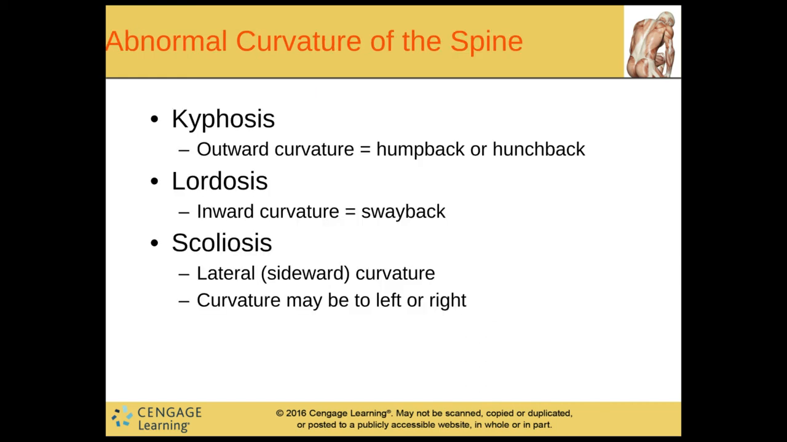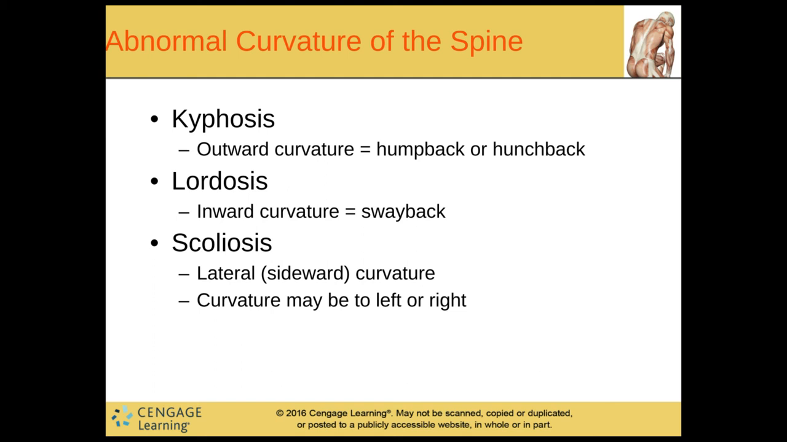And then we have abnormal curvatures of the spine. So we have kyphosis. So this is an outward curvature, so a humpback or a hunchback. And then we have lordosis, which is an inward curvature, so a sway back. And then scoliosis, which is a lateral or sideward curvature of the spine. So it may curve kind of to the right or to the left.